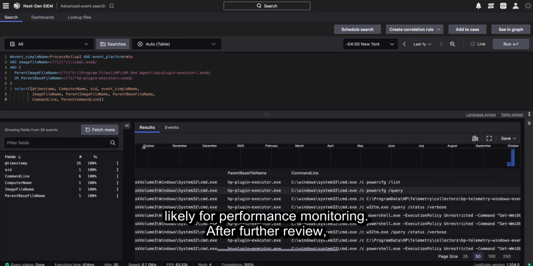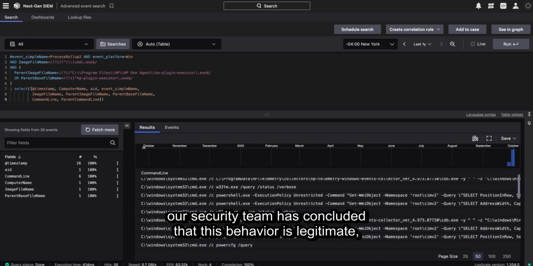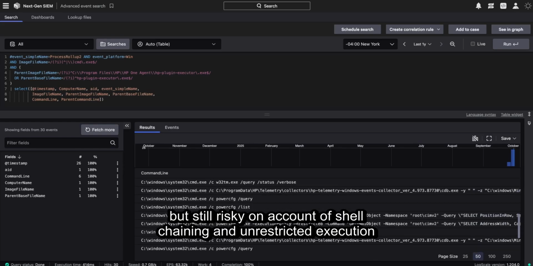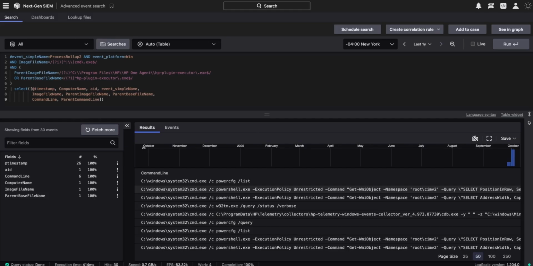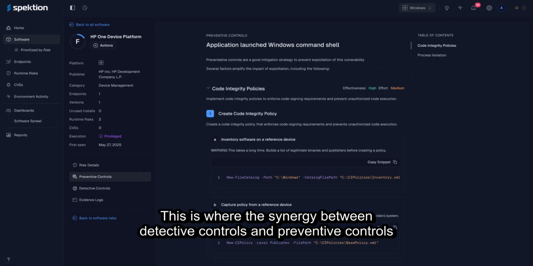After further review, our security team has concluded that this behavior is legitimate, but still risky on account of shell chaining and unrestricted execution policies which an attacker could leverage for command injection. This is where the synergy between detective controls and preventive controls becomes apparent.